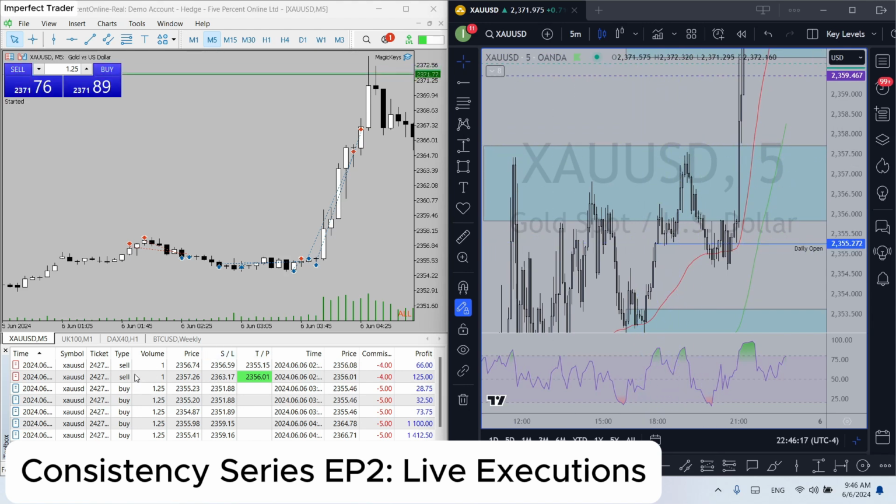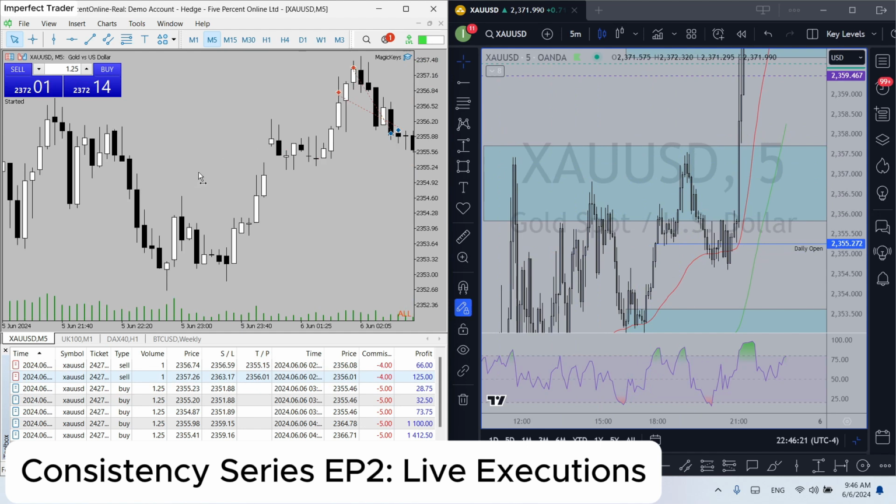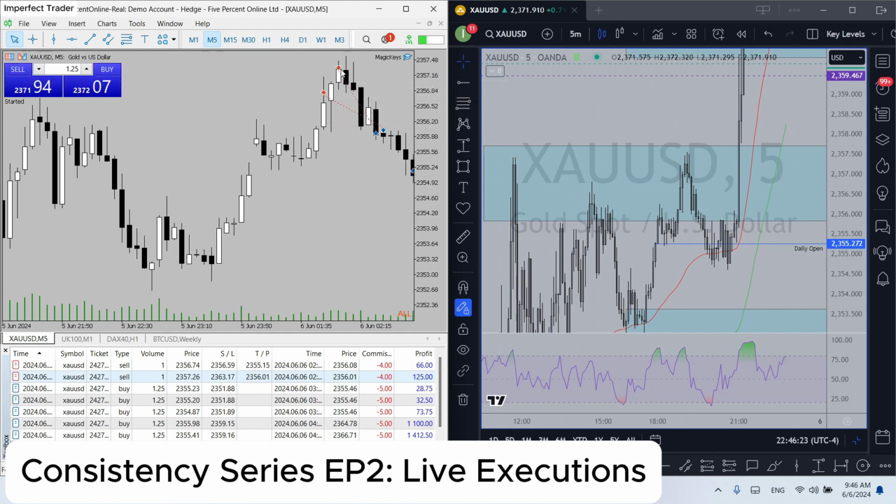As you can see right here, I'm using one lot for my position. I have two executions, one here and another up here. And eventually, after around 1, 2, 3, 4, 5, 6 candles, around 30 minutes, I close all the trades. I close all the trades when price is leaving the key level.